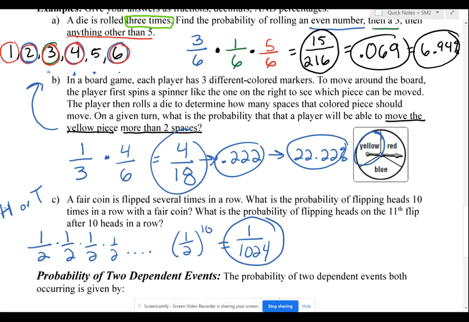The second question says, then, what is the probability of flipping heads on the 11th flip after 10 heads in a row? It's kind of a tricky question. It's trying to get you. But what it wants you to understand is that flipping a coin each time is independent. So flipping a coin and getting heads on the 11th flip is still going to be 1 out of 2, or 1/2, or 50%, or 0.5, whatever way you want to do it. So those are all independent events.